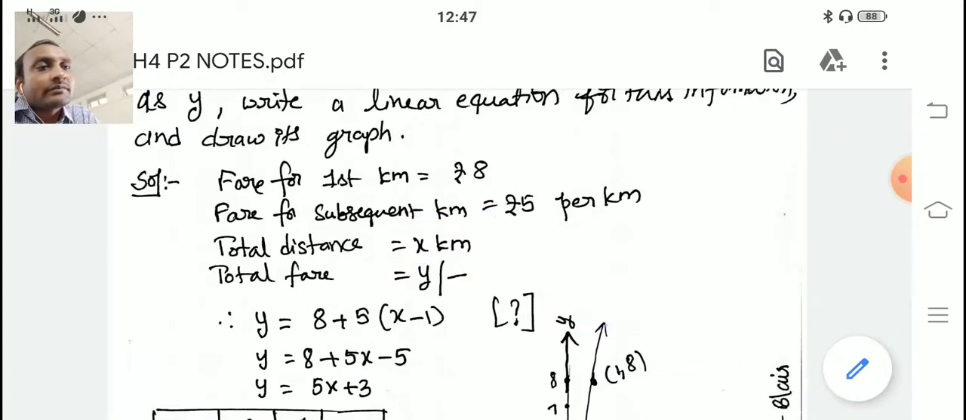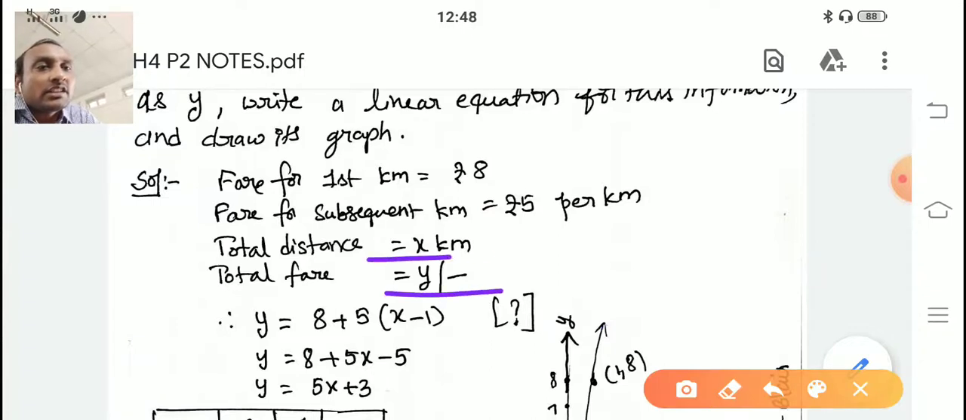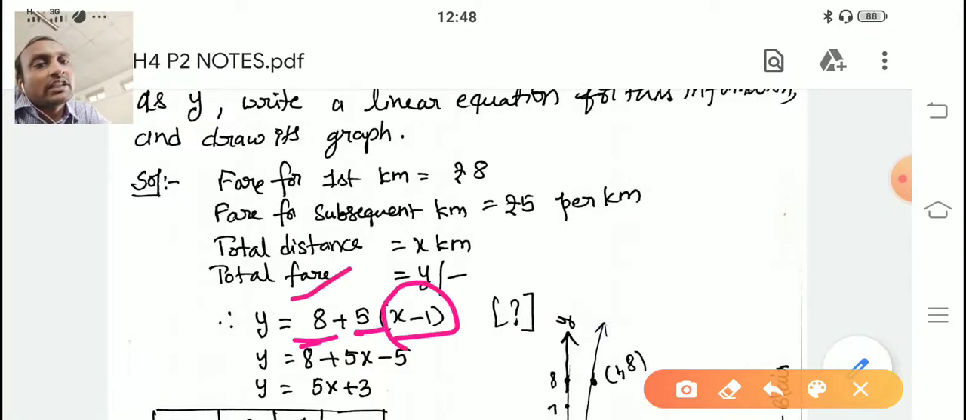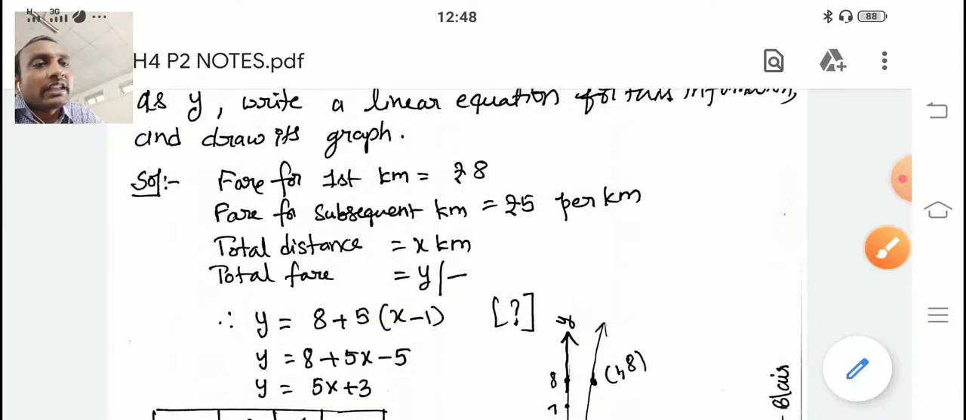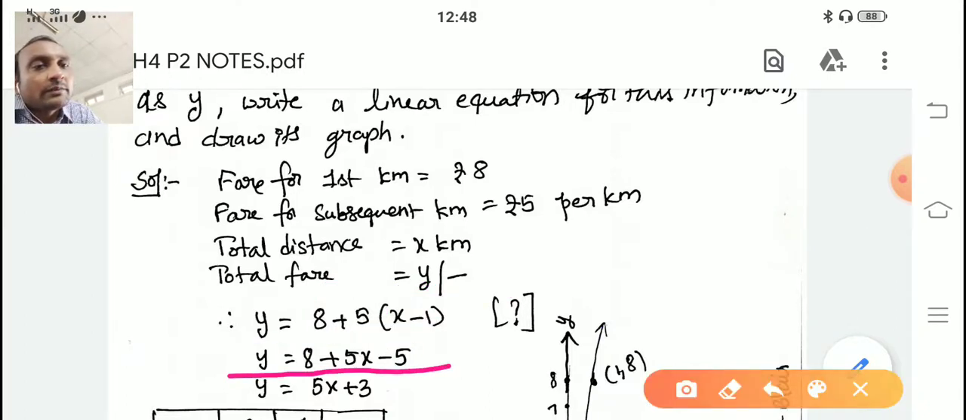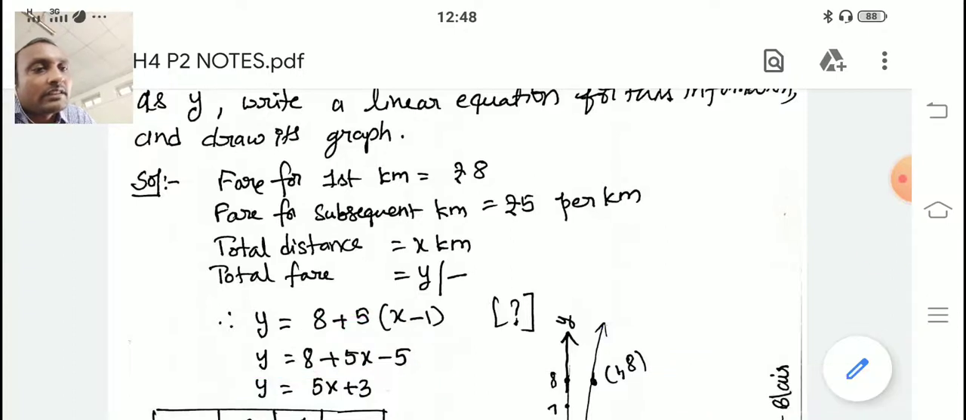The fare is y, the total distance is x, first kilometer 8 rupees and then each subsequent kilometer 5 rupees. So it is 8 + (x - 1) into 5, which is the equation. After simplification you get y = 8 + 5x - 5. So it is y = 5x + 3, because 8 - 5 is 3.